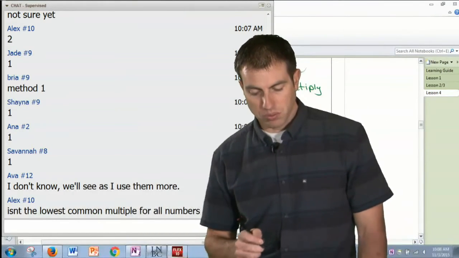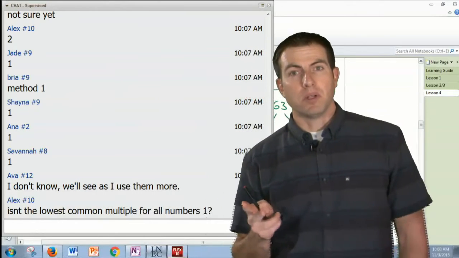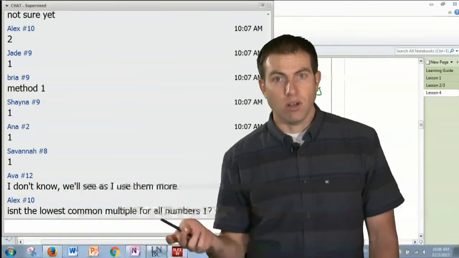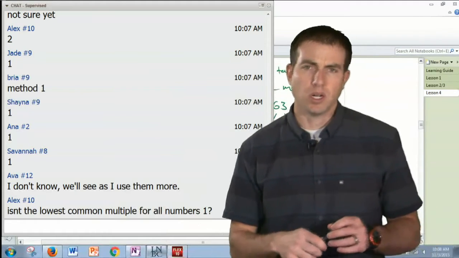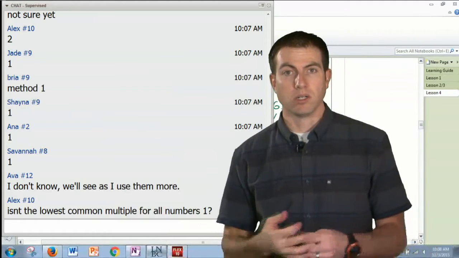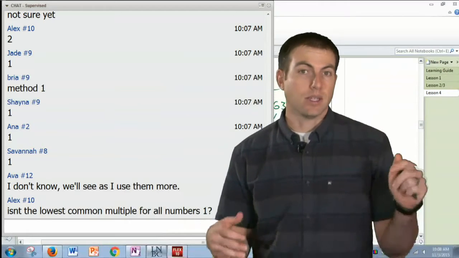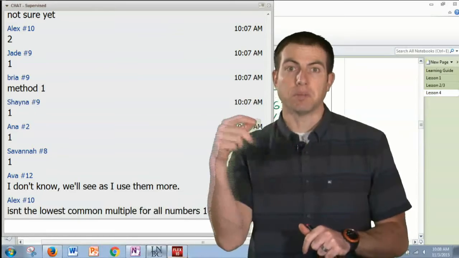Isn't the lowest common multiple for all numbers 1? You're kind of getting mixed up with multiple and factor. A factor that goes into all numbers is 1, yes, because all numbers are divisible by 1. But when we talk about multiples, like multiples of 4, it would be 4, so 4 times 2 is 8, then we go 12, 16. So multiples are taking that number and multiplying it.